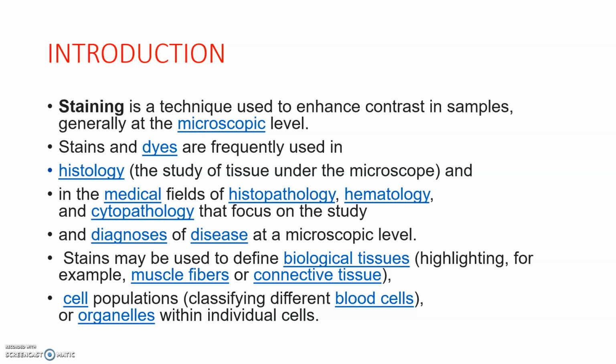So stains may be used to define biological tissues, for example, highlighting muscle fibers or connective tissues. A stain can be used to define biological tissues, cell populations, or organelles. Cell populations can be classified as different blood cells. So different blood cells can be stained, and also different organelles within the individual cells can be stained.